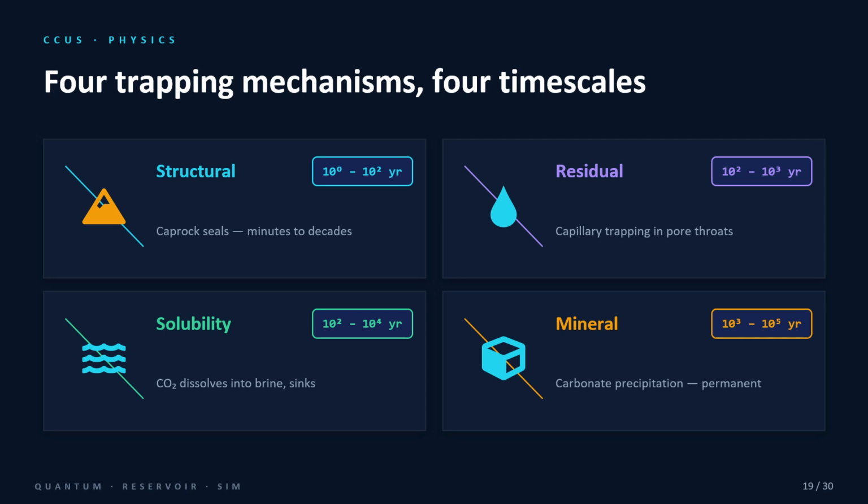The fourth is mineral trapping. Over long timescales, dissolved CO2 can react with minerals and form stable carbonate phases. Each trapping mechanism occurs over a different timescale. This makes simulation difficult because we need to model both short-term injection behavior and long-term geochemical evolution. Quantum chemistry and quantum-enhanced transport modeling may eventually support this task.